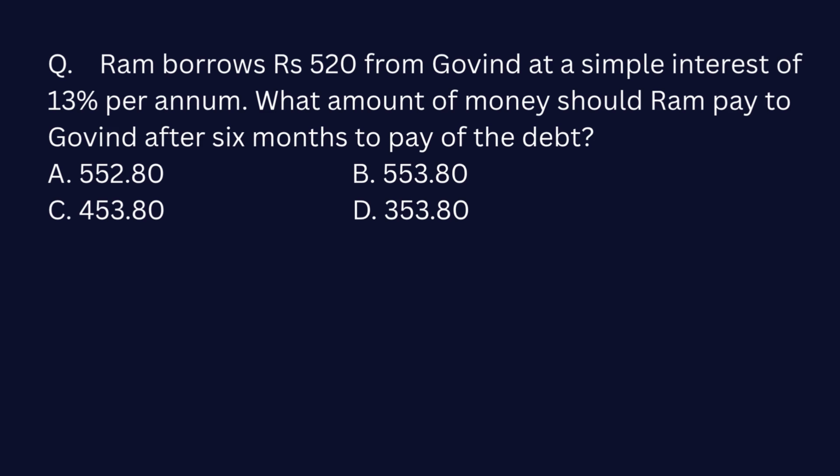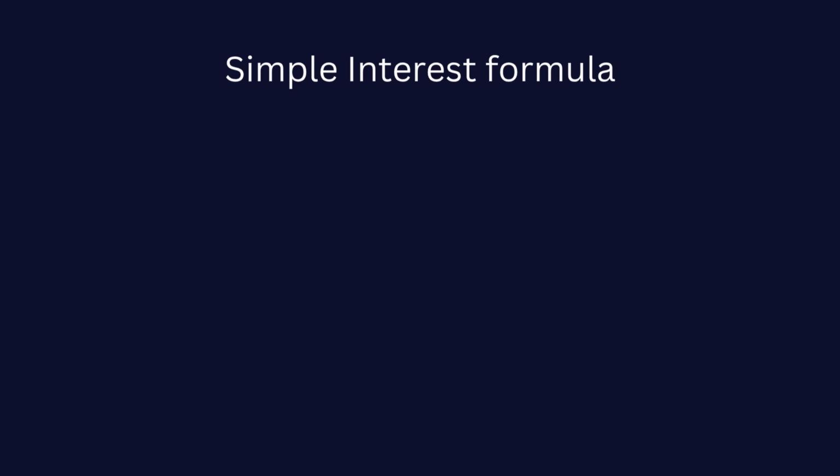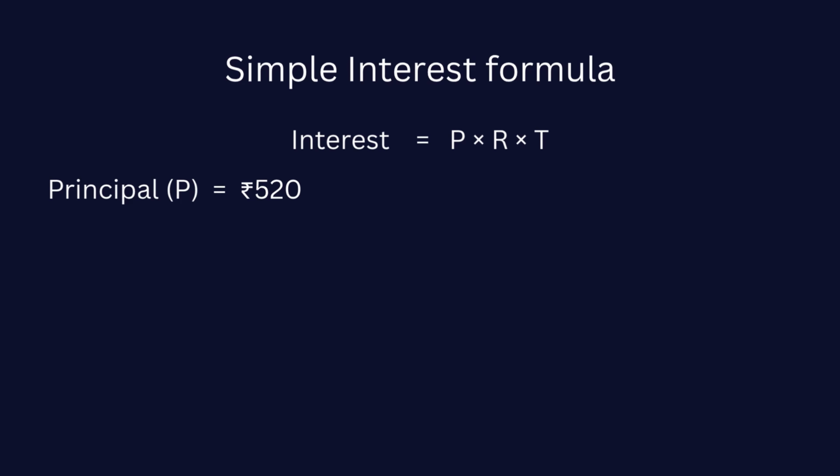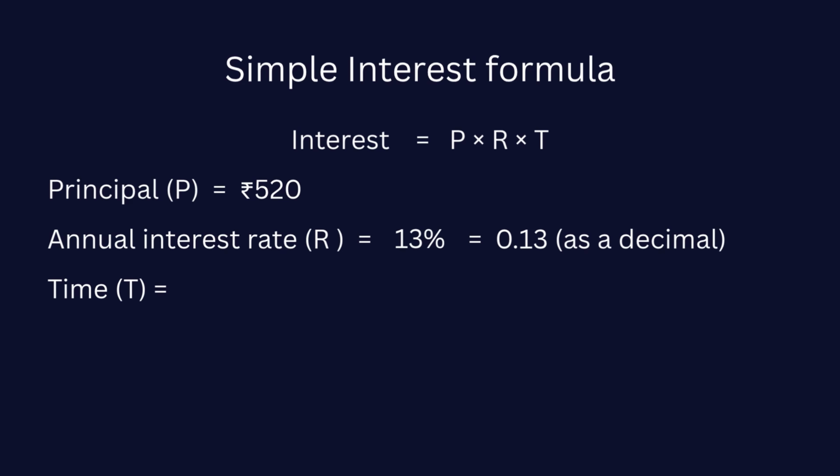In order to solve this question, we need to know the simple interest formula, which is interest equals principal multiplied by rate multiplied by time. So from the question given, we have the principal, which is 520, the annual interest rate, which is 13%. We need to convert it into a decimal format for ease of calculation, and that would give us 0.13 as a decimal value, and time equal to 6 months.